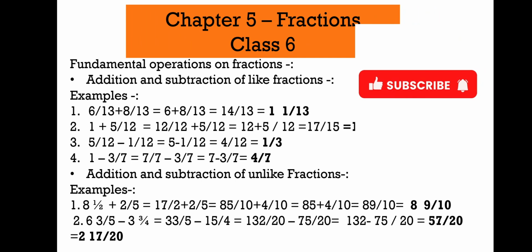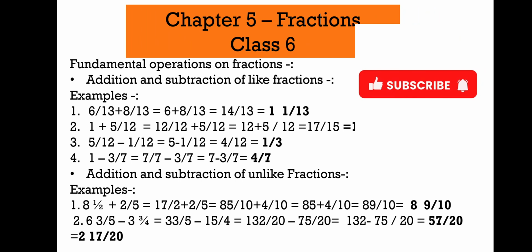Then third question, 5 upon 12 minus 1 upon 12, and that will give you what? 5 minus 1, because in subtraction also, with the same denominator, like fractions, we have to subtract the numerators. 5 minus 1, and we get 4 upon 12, which is reduced to 1 upon 3 in simplest form.